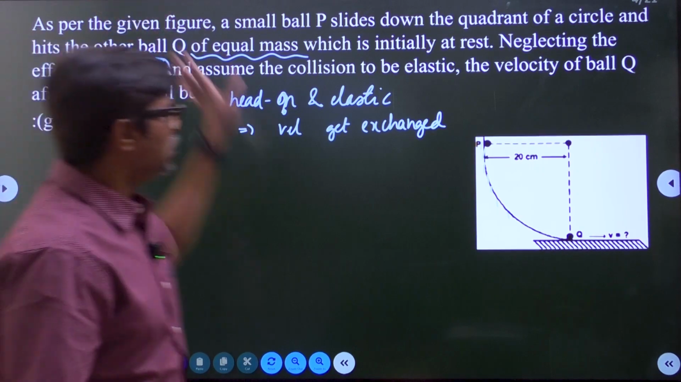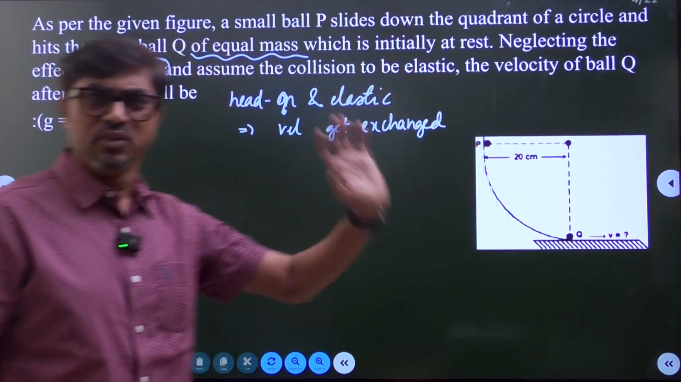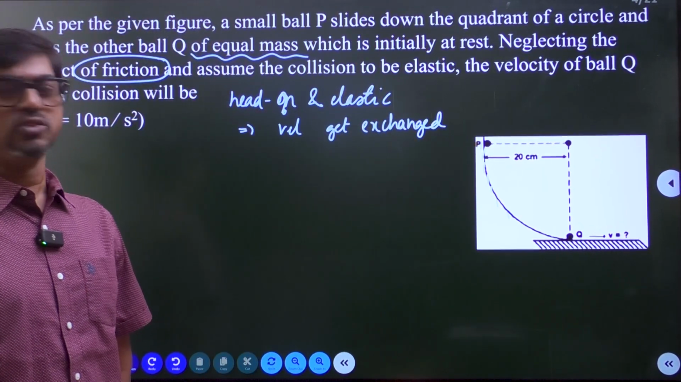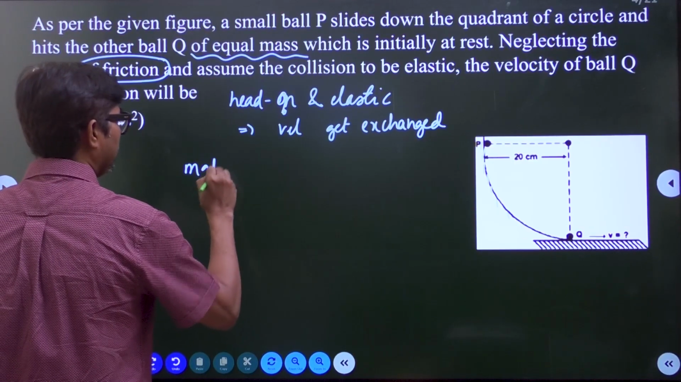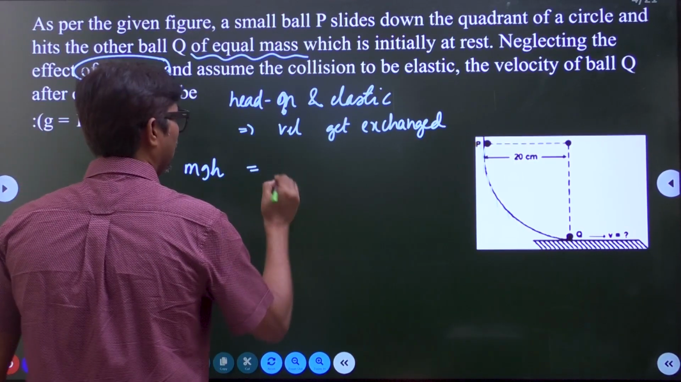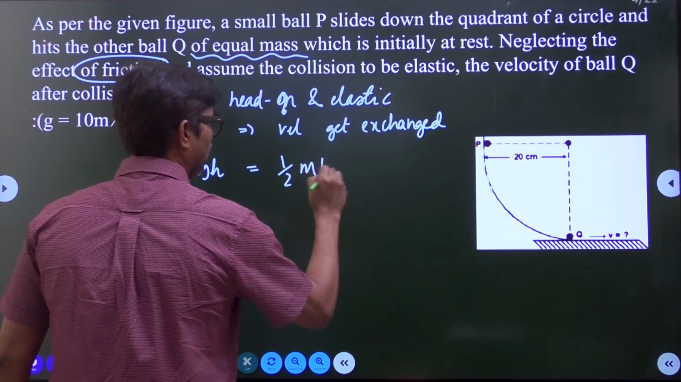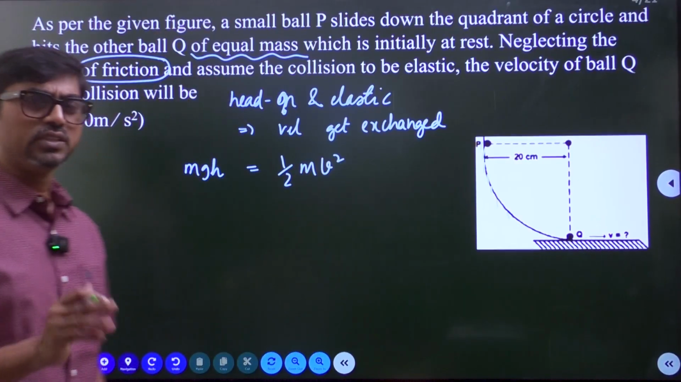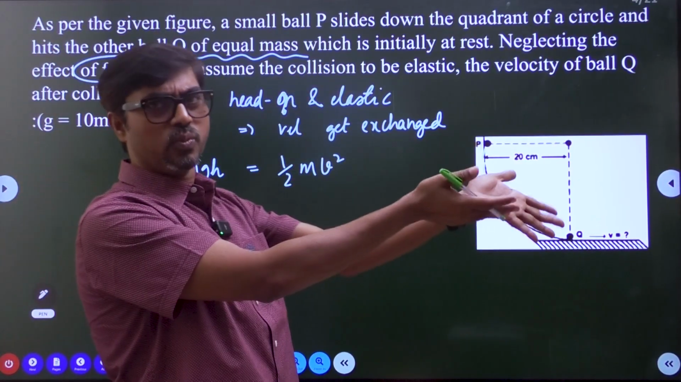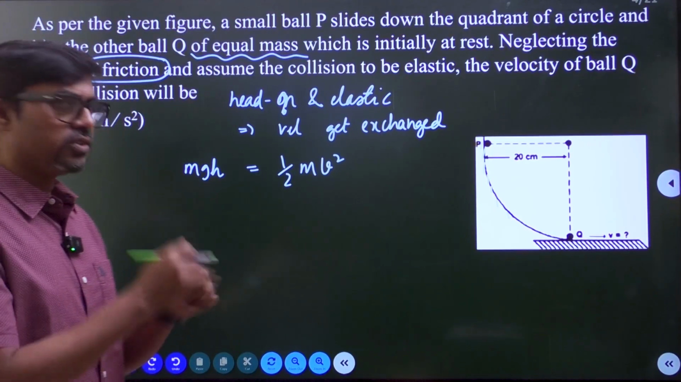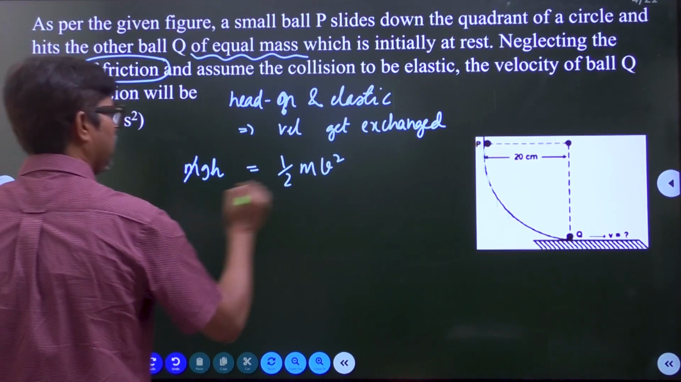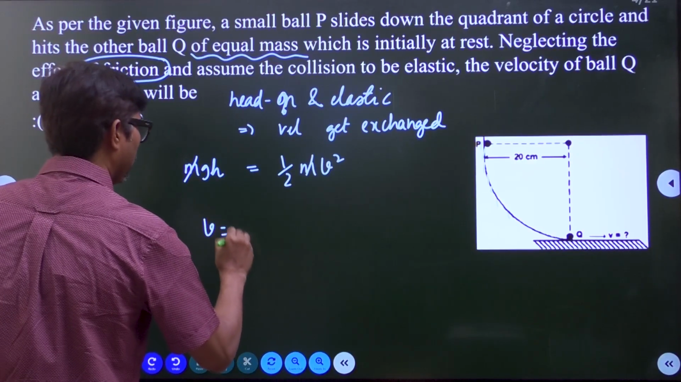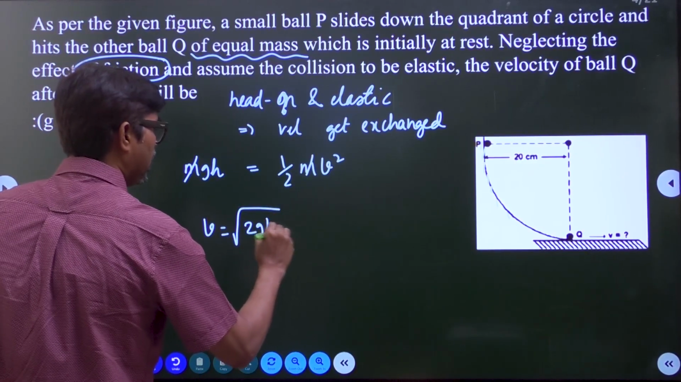Otherwise, you can simply conserve from beginning to final. Even though there is a collision, the collision is elastic, there is no loss of energy. So initially you had gravitational potential energy, mgh, and that should get converted into kinetic energy. The collision does not change the velocity. It's just that it gets transmitted to the other particle. P comes to rest, Q goes with the same velocity. So we have V equal to root 2gh.